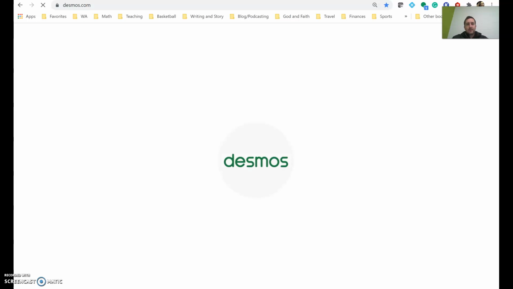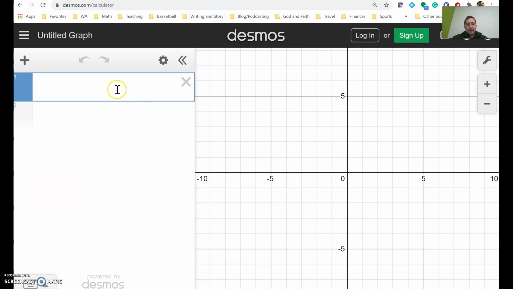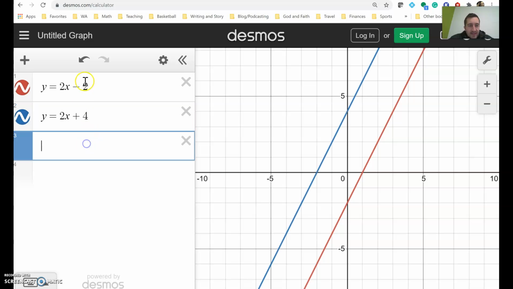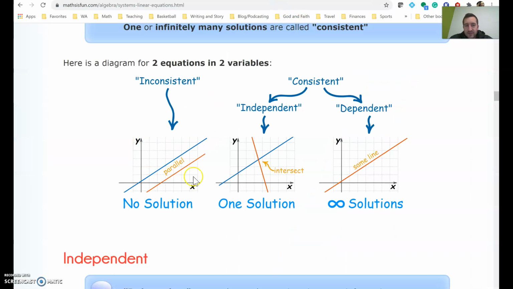right? We did this the other day. Parallel lines have the same slopes. What if I did y equals 2x minus 2, and then I did y equals 2x plus 4, and I said solve that system of equations? You would never be able to solve it. They don't touch. There is no point of intersection. And so sometimes there's no solution if they are parallel. Most of the time there's one solution, but also there could be infinite solutions.